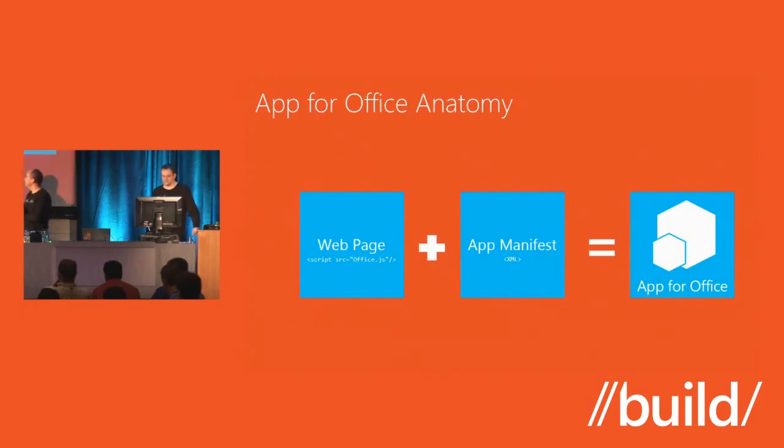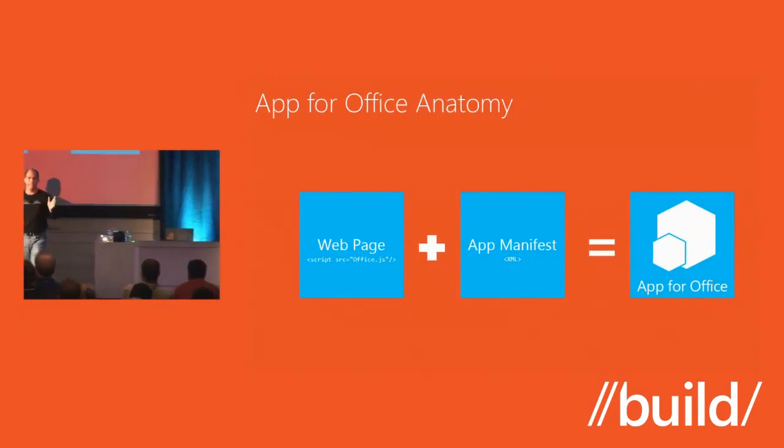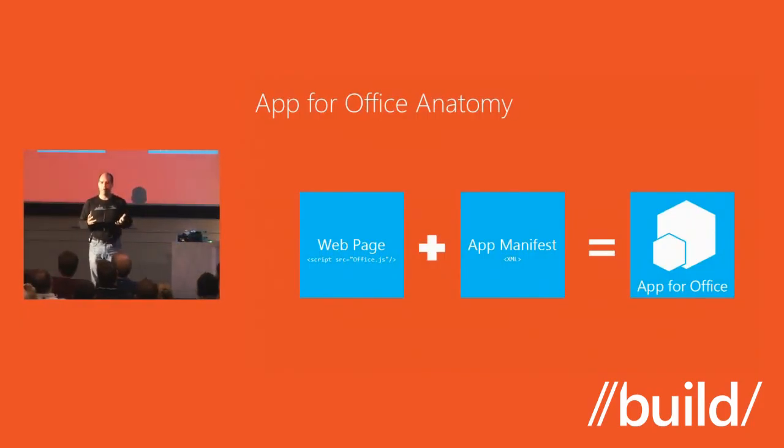So I want to start with this very simple slide. This is basically the slide that explains what an app for Office is from a technical perspective. An app for Office is essentially a web page, plus a manifest file that is just a very lightweight XML file that describes how that web page integrates into Office. That's it. It's a very simple concept, but as you will see, we expect it to be really powerful in terms of the scenarios it enables.